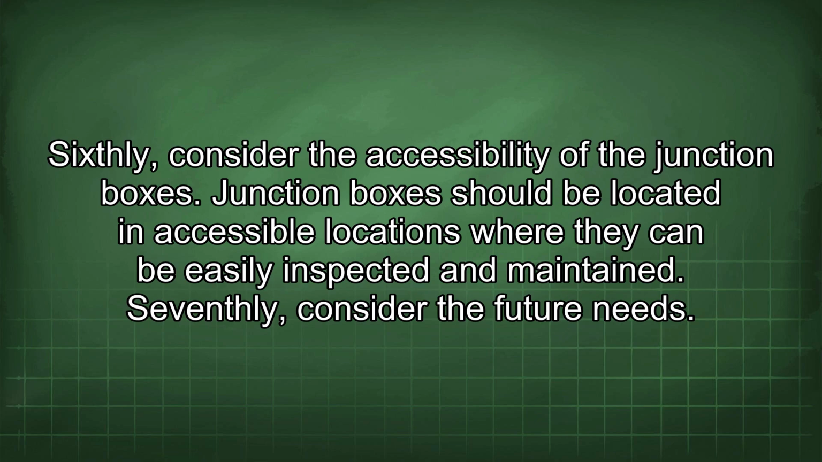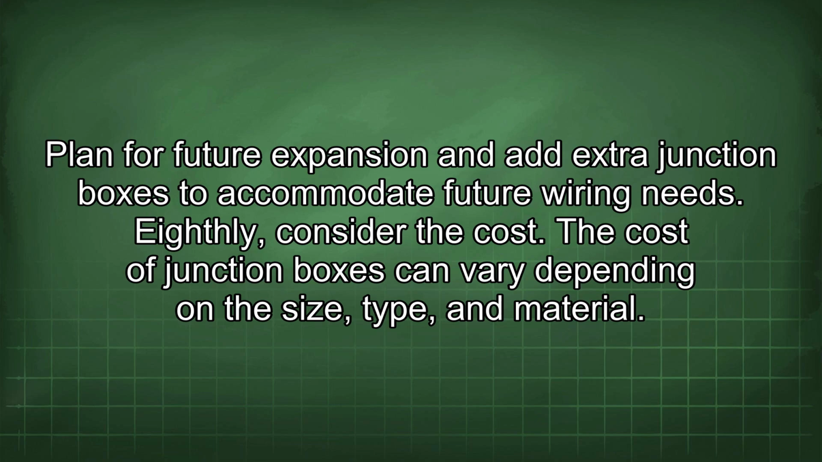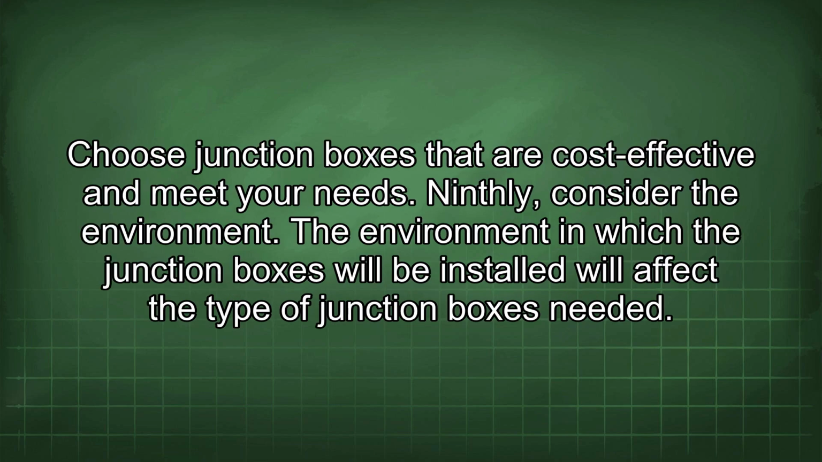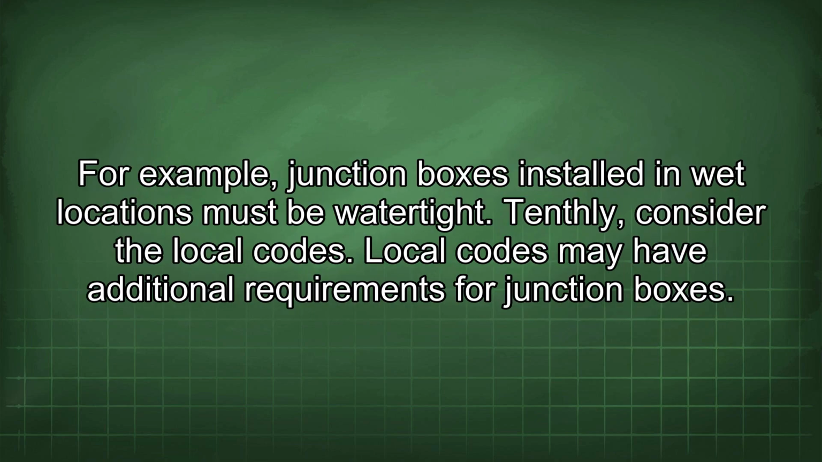Seventhly, consider the future needs. Plan for future expansion and add extra junction boxes to accommodate future wiring needs. Eighthly, consider the cost. The cost of junction boxes can vary depending on the size, type, and material. Choose junction boxes that are cost-effective and meet your needs. Ninthly, consider the environment. The environment in which the junction boxes will be installed will affect the type of junction boxes needed. For example, junction boxes installed in wet locations must be watertight.